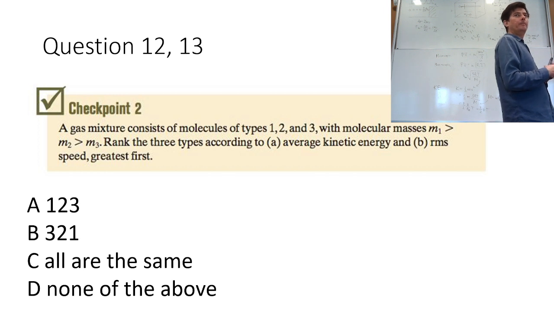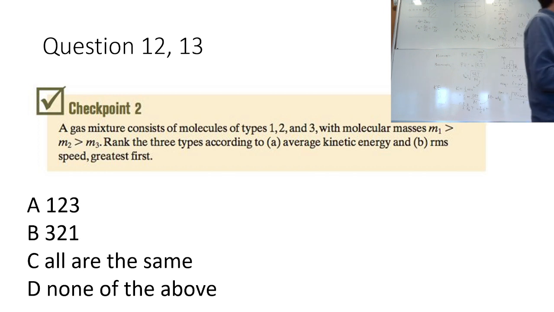Yep, R is the same because it doesn't depend on the mass. That's the whole thing. That's what we've been talking about for the last 5 minutes. So kinetic energy only depends on temperature, nothing else. Not the mass. Doesn't matter what it is. It's got the same temperature, it's got the same kinetic energy. Okay. What about the RMS speed?